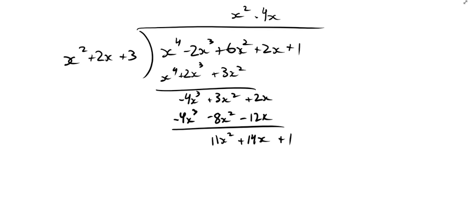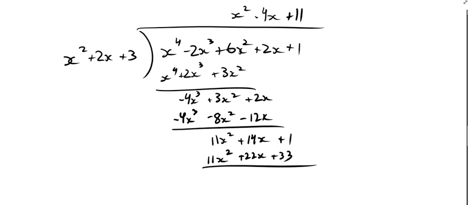And if this is clicking with you, you probably notice we have to do it one more time, then we're going to be done. X squared goes into 11x 11 times, so plus 11. So that when I multiply, I get the same thing there. That has to happen. 11 times 2x is 22x. And 11 times 3 is 33. And when I subtract, I get 0. I get 14 minus 22 is negative 8x. And 1 minus 33 is negative 32.